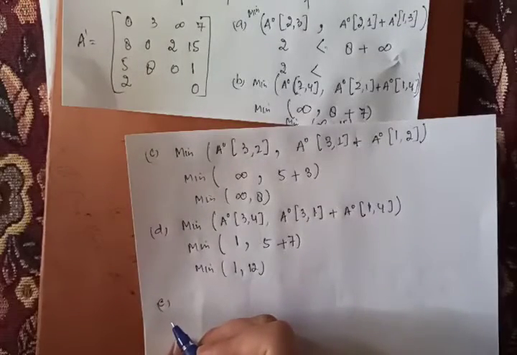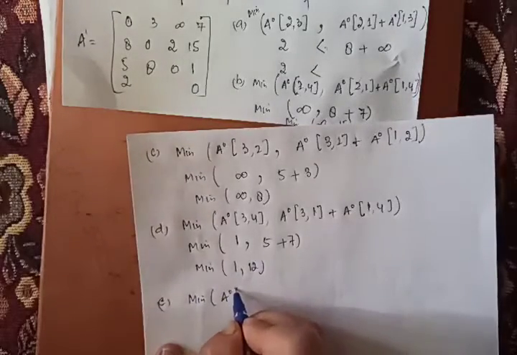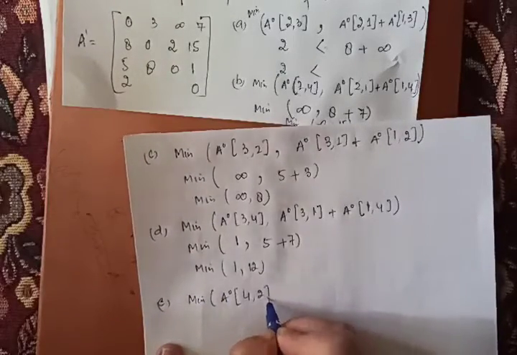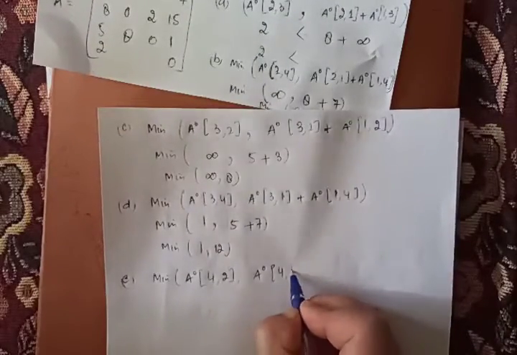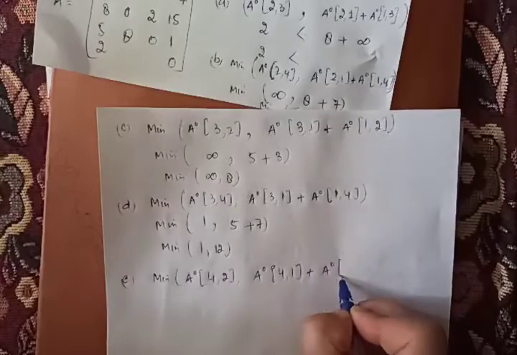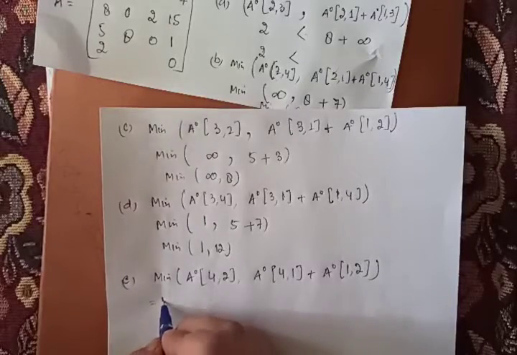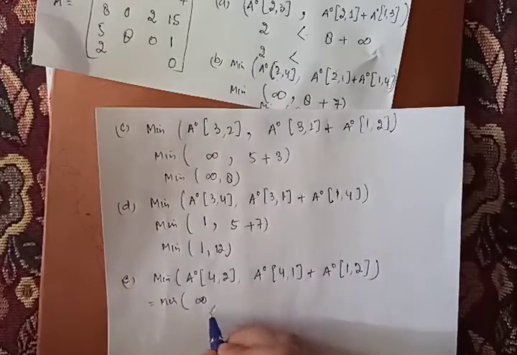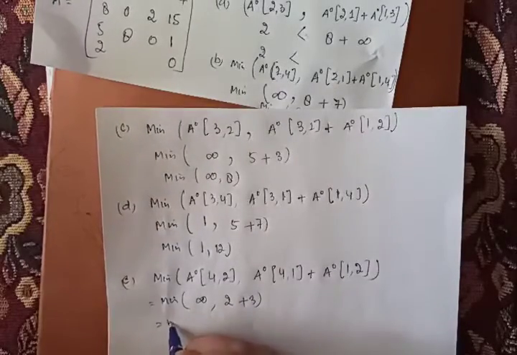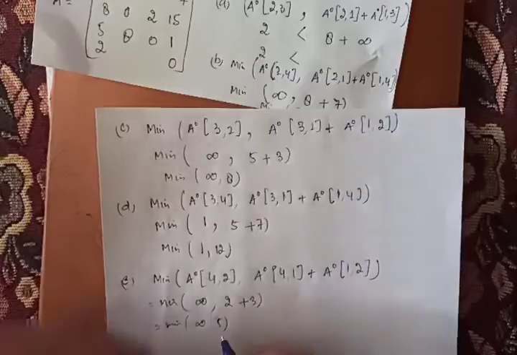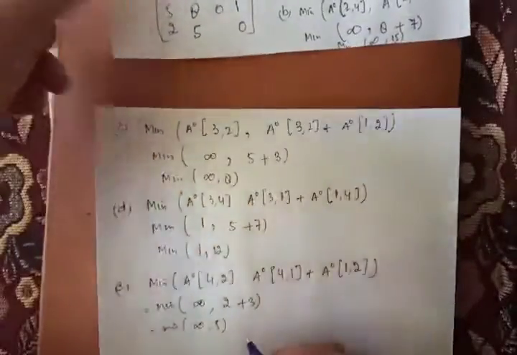Now what remains is 4 to 2 and 4 to 3. So the minimum of 4 to 2 by taking vertex number 1 as an intermediate vertex. So A naught of 4 comma 1 plus A naught of 1 comma 2. So the minimum of 4 to 2 is infinity, 4 to 1 is 2, 1 to 2 is 3. So minimum of infinity comma 5 is 5. So we will update the value here with 5.